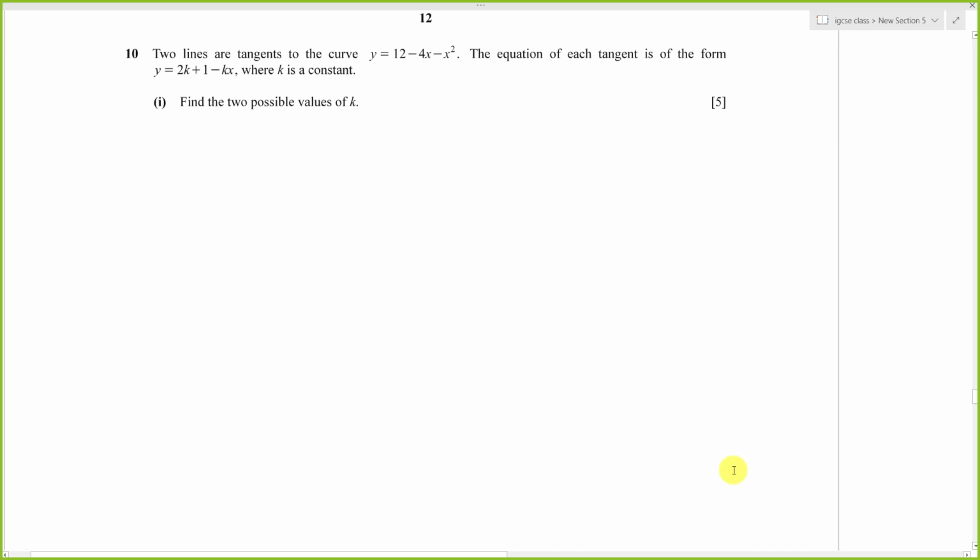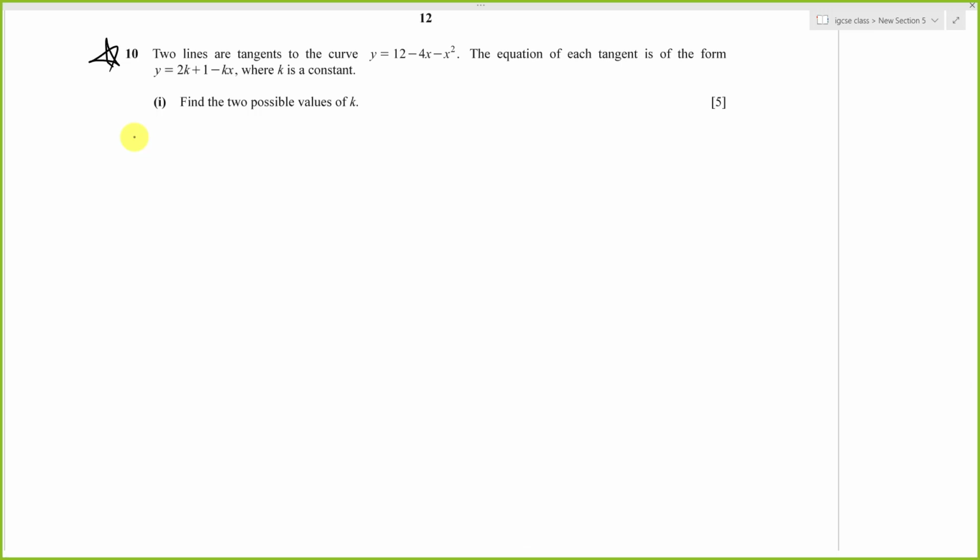Two lines are tangent to the curve. The equation of each tangent is of the form y equals (2k plus 1 minus k)x, where k is a constant. Find the two possible values of k. I would say this one sounds a bit complicated, but I think it's still okay.